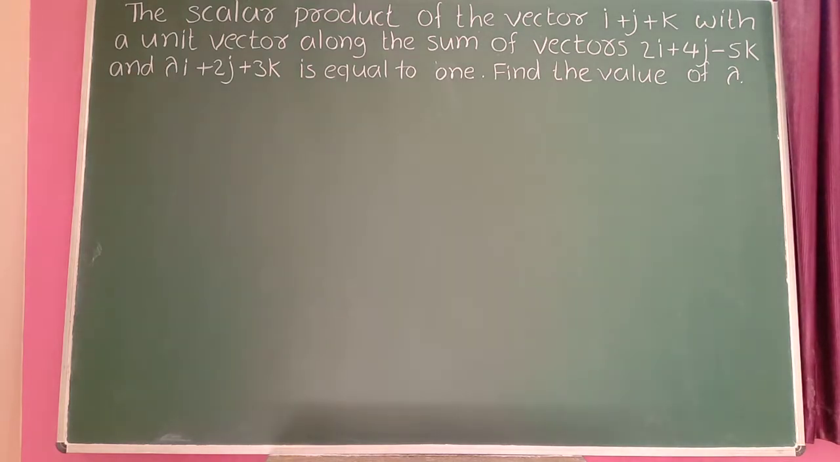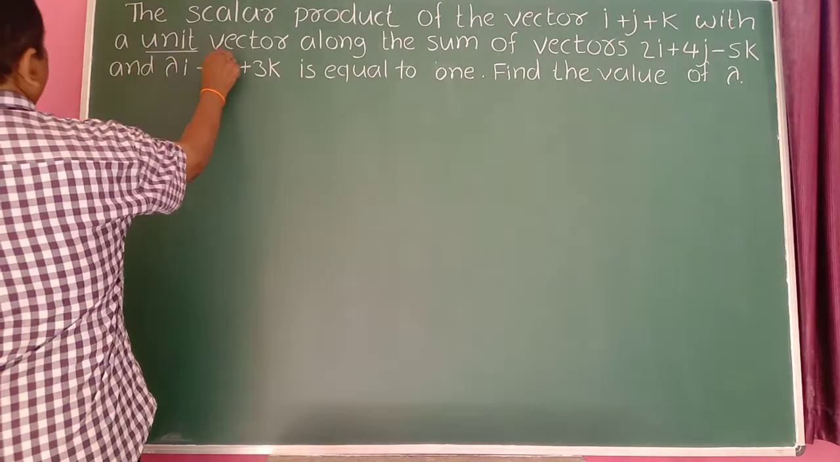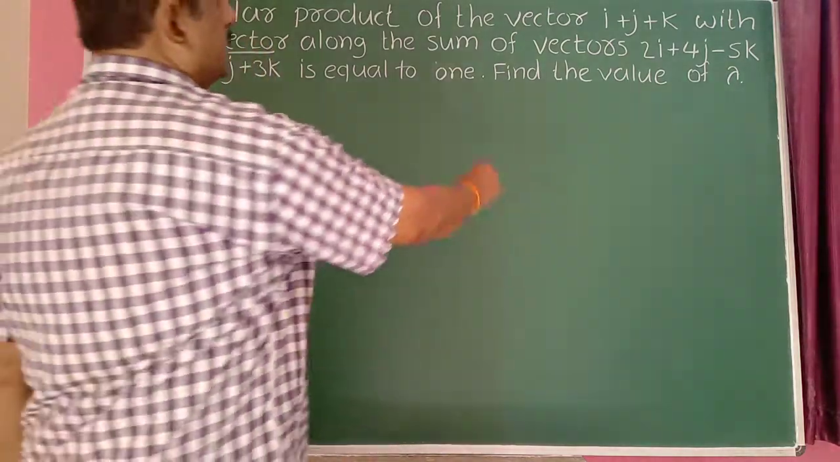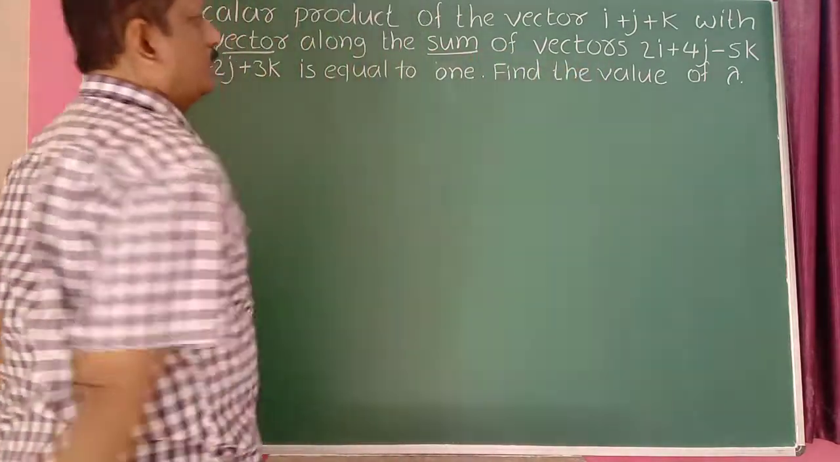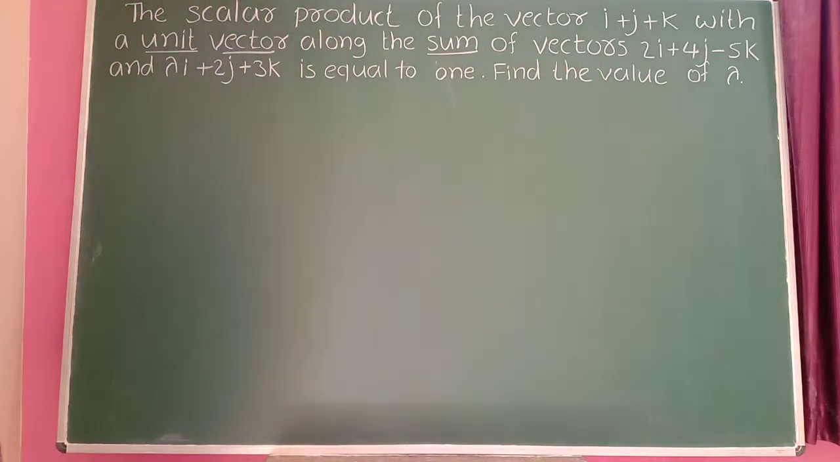The next example: the scalar product of the vector i plus j plus k with the unit vector along the sum of the vectors 2i plus 4j minus 5k and lambda i plus 2j plus 3k is equal to 1. Find the value of lambda here. First, you find the unit vector along the sum of the vectors 2i plus 4j minus 5k and lambda i plus 2j plus 3k.